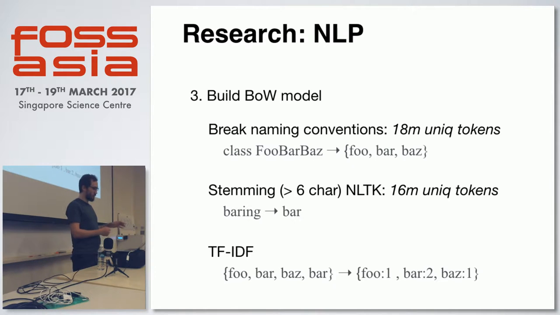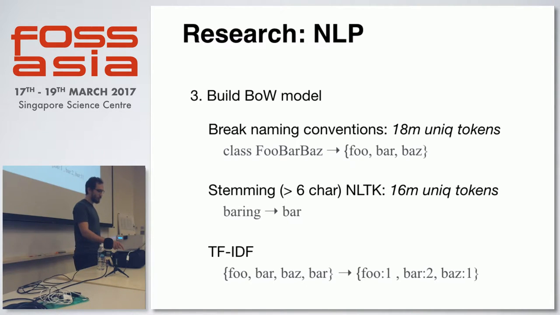But before doing that, we do naming convention breaking. Every language has some kind of naming convention, and we want to be able to extract words out of it. Here's an example. After that, from the whole GitHub, we have about 19 million unique tokens, which is quite a lot. Then applying other natural language processing tools like stemming for tokens longer than 6 characters, we were able to drop that number to 16 million unique tokens. And the last thing is to count the term frequency. So every repository is mapped to a bag of words with its frequencies.